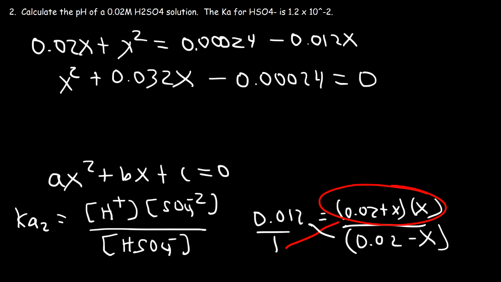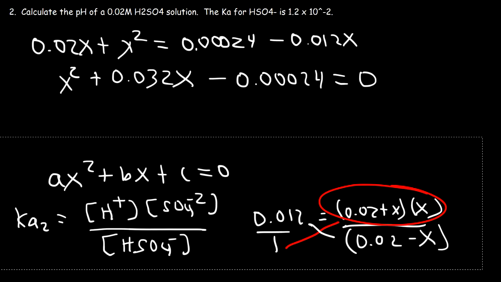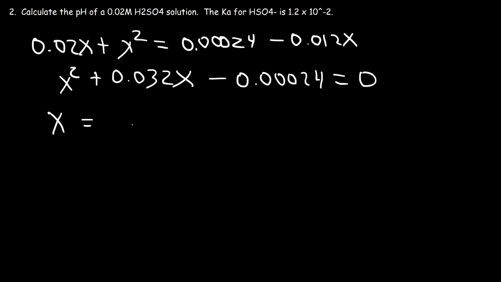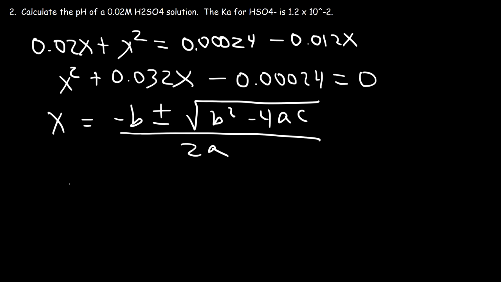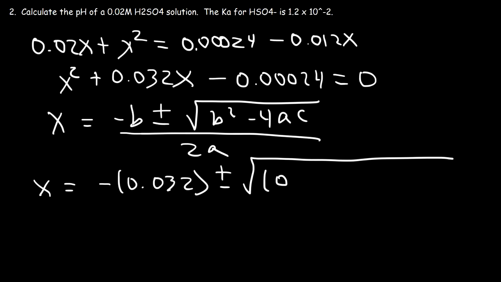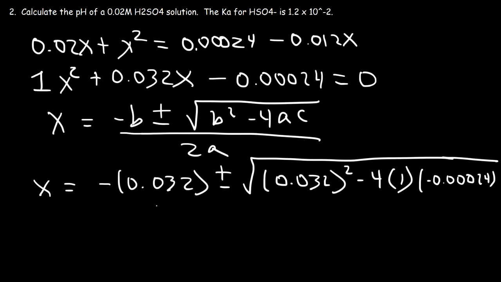So now let's use the quadratic formula. x is equal to negative b plus or minus the square root of b squared minus 4ac, divided by 2a. So b is the number in front of x, which is positive 0.032. And then we're going to have b squared minus 4. A is the number in front of x squared, so that's a 1. And c is that value, negative 0.00024. All divided by 2a.